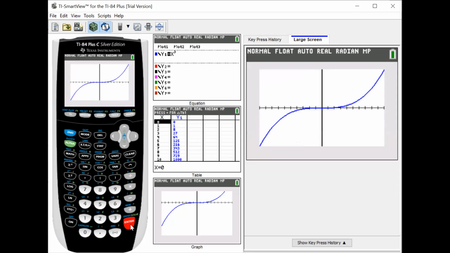And now what I want you to do is just draw that graph on your grid.